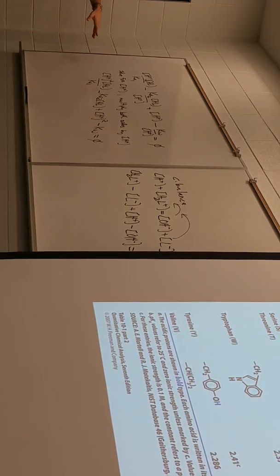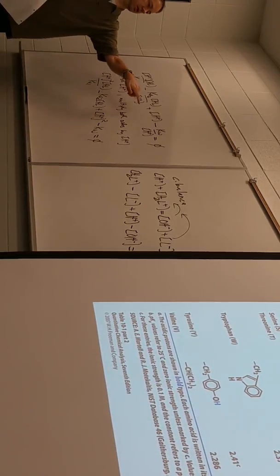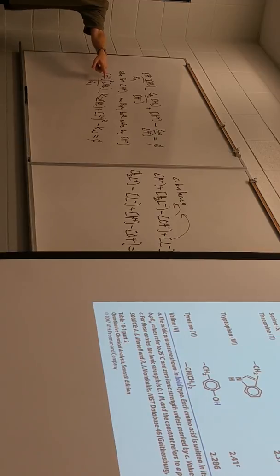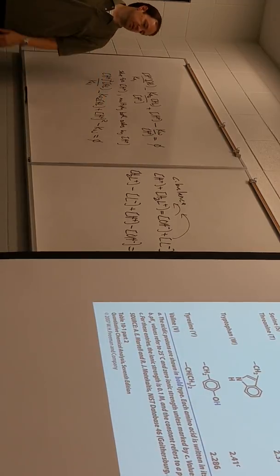So if I multiply everything by H plus, we get rid of this term, we get rid of this term, and everything else gets scaled up by an H plus. So now this is H plus squared. This is also H plus squared.